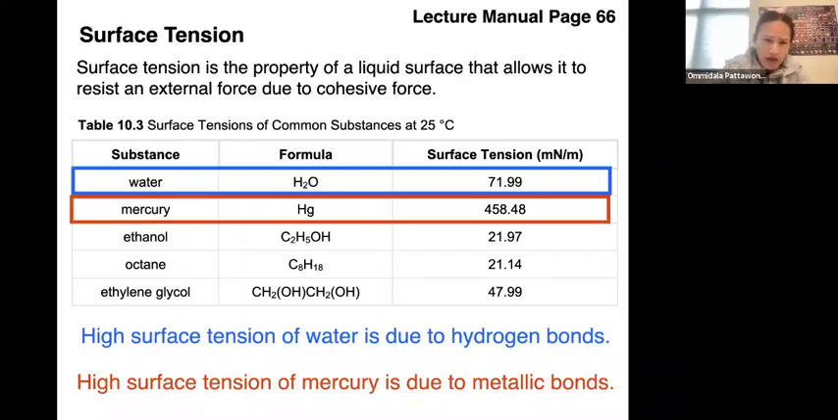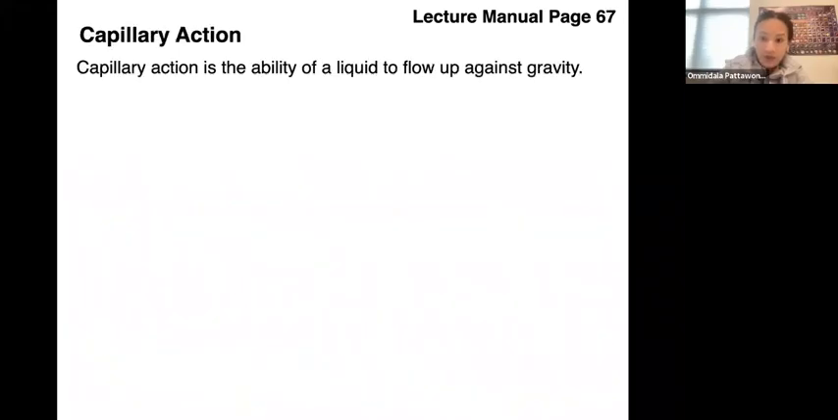Hydrogen bonds can also form in ethanol, and also ethylene glycol. But of those, you will see that those also have a high value of surface tension as well. But hydrogen bonding can form more in water in this case, so that's why surface tension would be higher than ethanol or ethylene glycol. The next thing we're going to take a look at is capillary action.